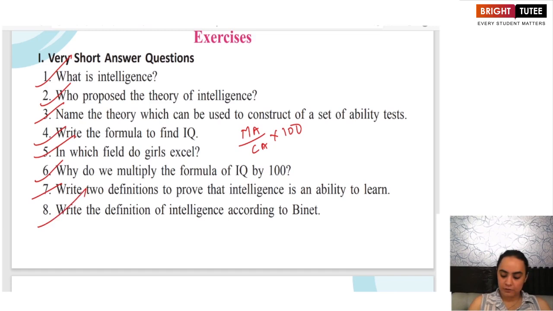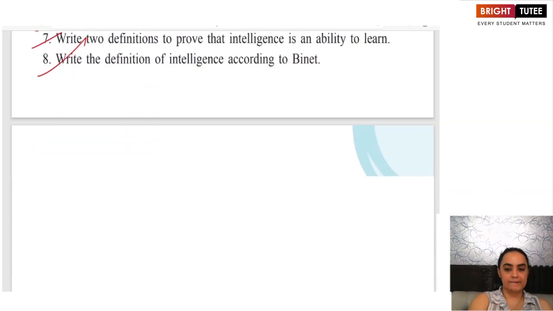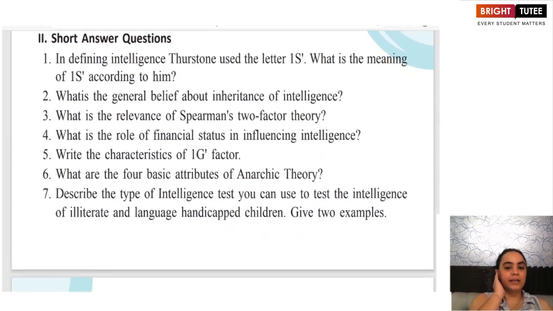The definition of intelligence according to Binet. So what was the definition of intelligence? According to Binet, it is the ability of an individual to direct his behavior towards the goal. Okay, in defining intelligence, Thurston used the letter S. What is the meaning of the character S? So, the S that Thurston used in the definition of intelligence was the space factor.